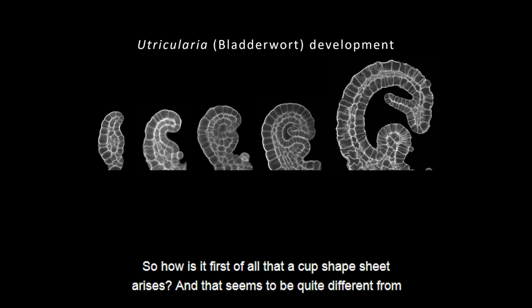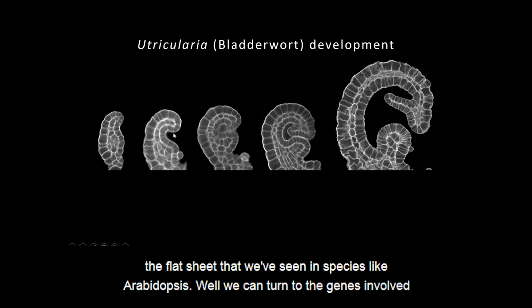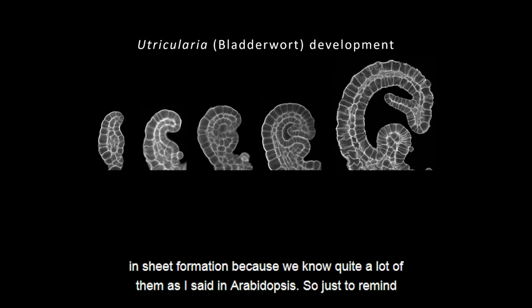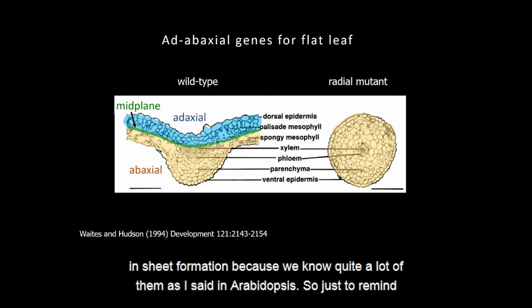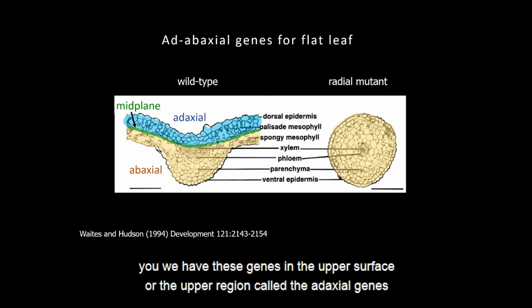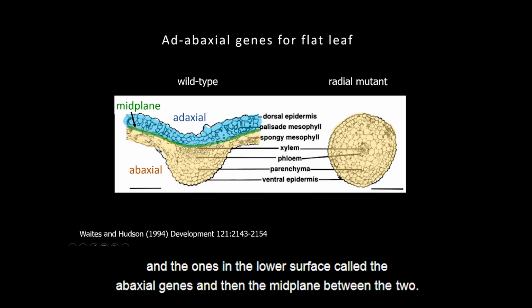So how is it, first of all, that a cup-shaped sheet arises? That seems to be quite different from the flat sheet that we've seen in species like Arabidopsis. Well, we can turn to the genes involved in sheet formation because we know quite a lot of them, as I said, in Arabidopsis. So just to remind you, we have these genes in the upper surface called the Ad-axial genes, and the ones in the lower surface called the Ab-axial genes, and then the midplane between the two.